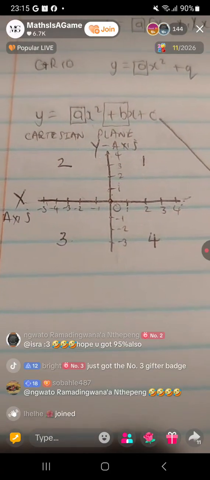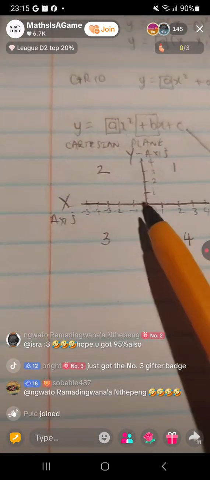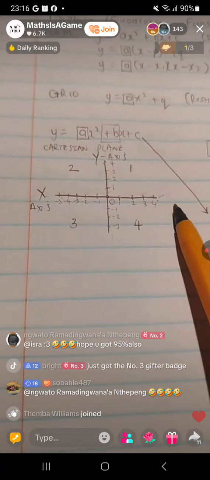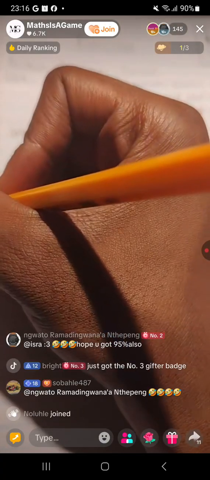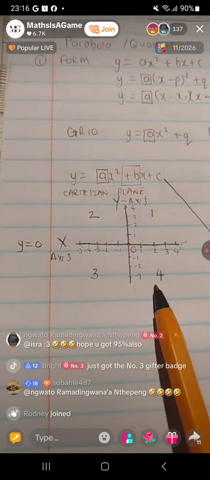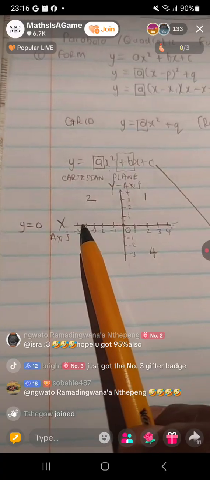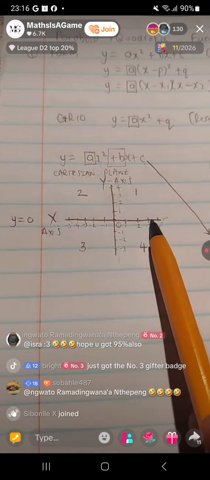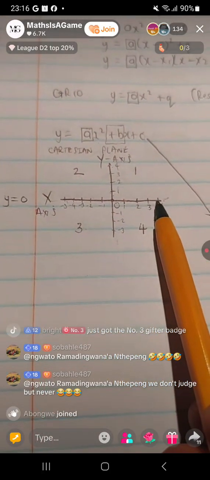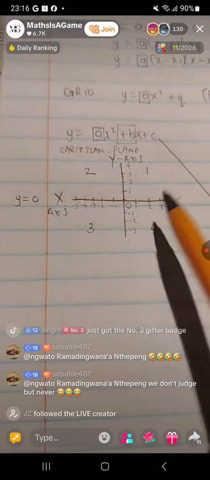So, guys, another thing: everywhere on the x-axis, we say that y is equal to 0. I repeat, everywhere on the x-axis, if we are going to ask what is the y value on this line, the y value is 0 everywhere on this x-axis. So we say y is equal to 0 on the x-axis.